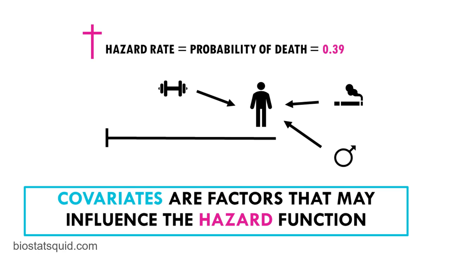And so maybe if you're a particular sex, you smoke and you work out, your hazard rate is this, right? If you're the opposite sex, you smoke and you work out, the hazard rate would be this, right? And so it allows us to look at multiple variables and see how they influence the probability of the event. Again, I often say death because survival is the most common, right?